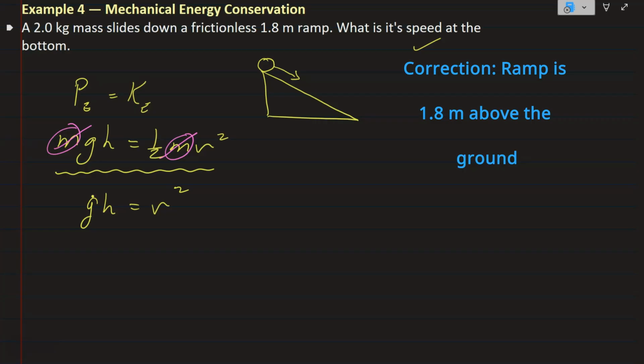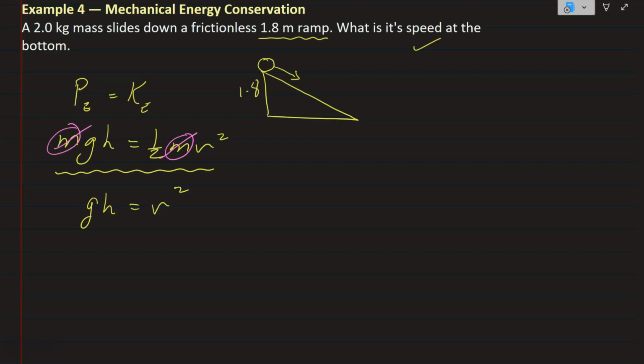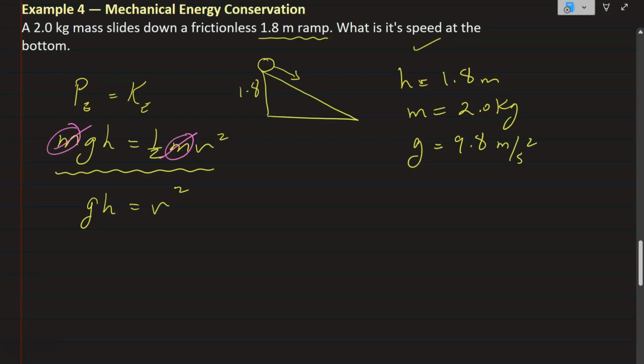So you've got a 2 kg mass that slides down a frictionless 1.8 meter ramp. What is its speed? Well, all we have to do is plug in the numbers and find the speed. Now remember that this 1.8 meter ramp is the height of the ramp, right? So this is 1.8 meters right there. Okay, so we have the height, we have the mass, we have the acceleration due to gravity, 9.8 meters per second squared, and then plugged in there. And notice that we're solving for v, so we have to take the square root of gh.